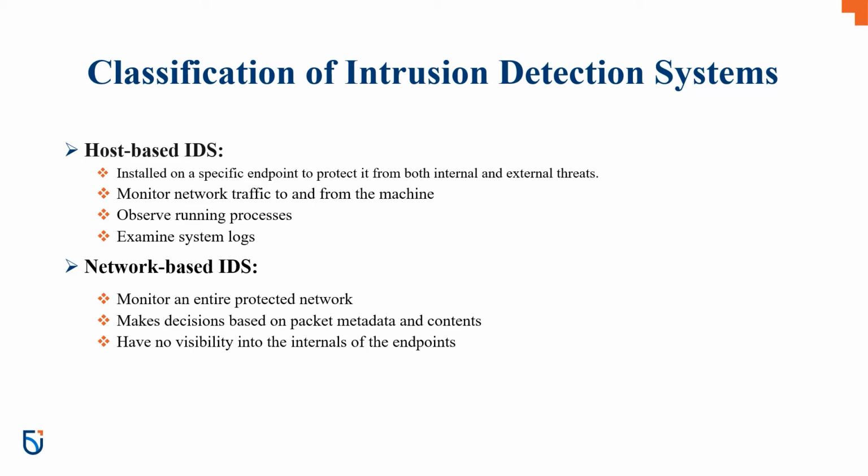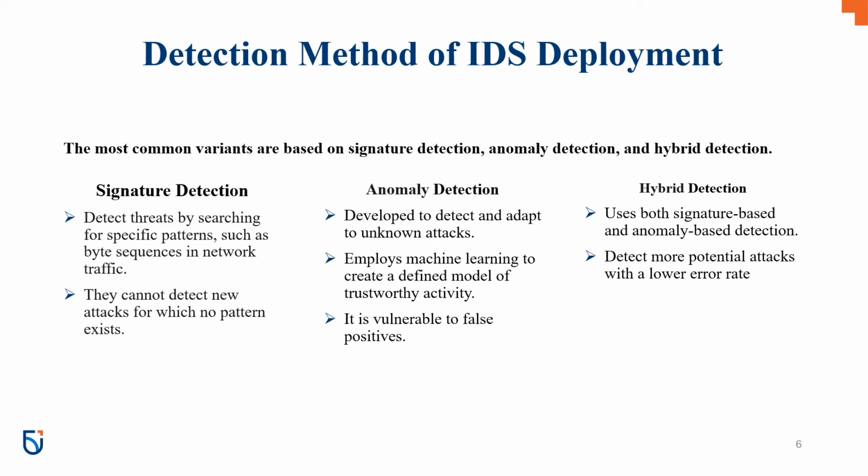Network-based IDS. A network-based intrusion detection system solution is intended to monitor an entire protected network. It has visibility into all network traffic and makes decisions based on packet metadata and contents. The broader perspective provides more context and the ability to detect widespread threats. However, these systems have no visibility into the internals of the endpoints they protect.